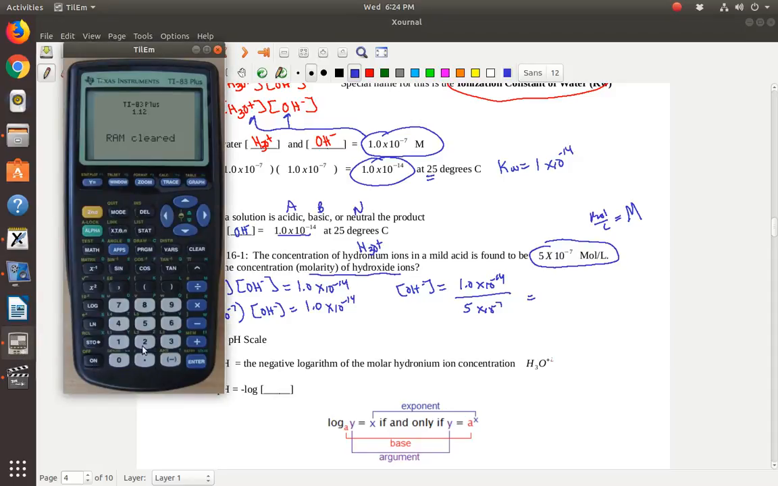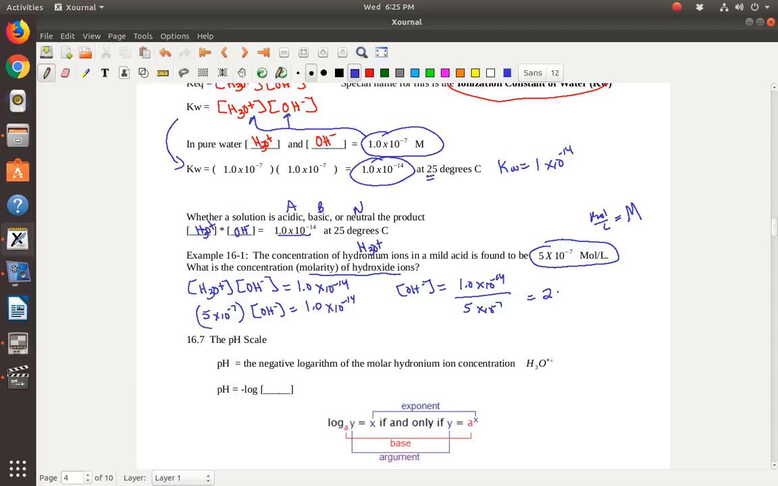Alright, put it on. So it's 1.0, second function EE, negative 14, enter, divided by 5, second function EE, negative 7, enter. So it's 2 times 10 to the minus 8. 2 times 10 to the minus 8 molar, because the concentration is going to be in molarity.